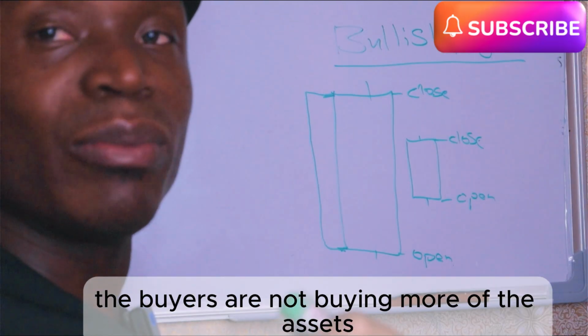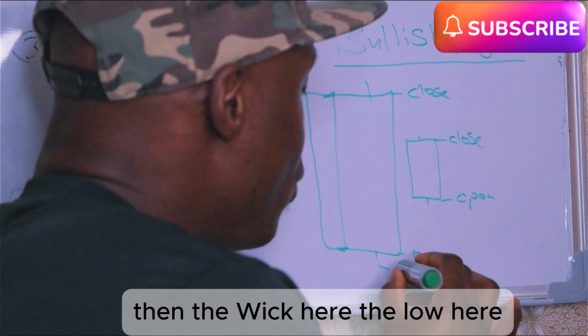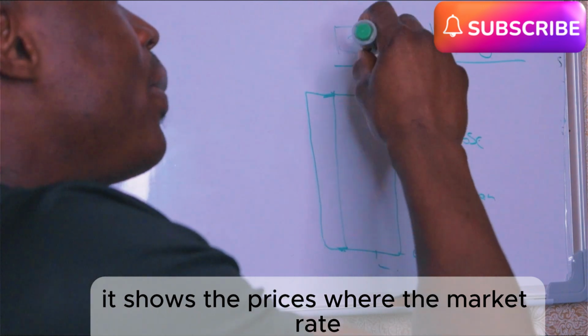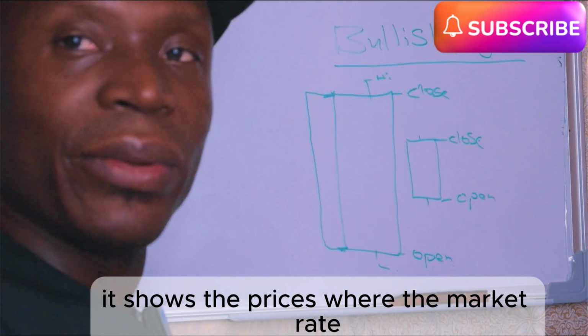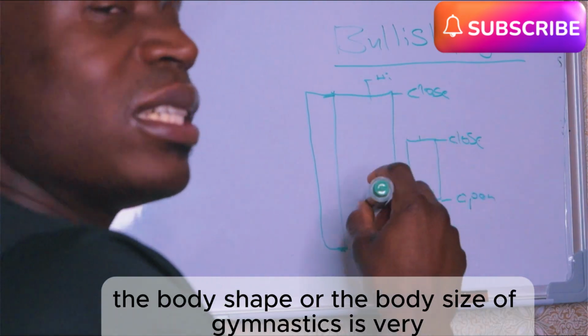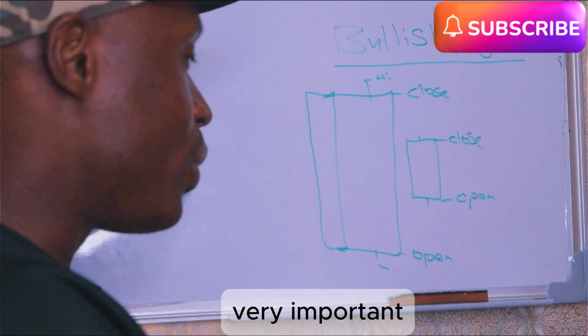The buyers are not buying more of the asset. Then the wick: the low here, and then the high here, shows the prices where the market traded. So please, the body shape or body size of candlesticks is very, very important.